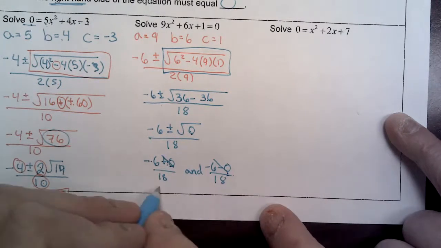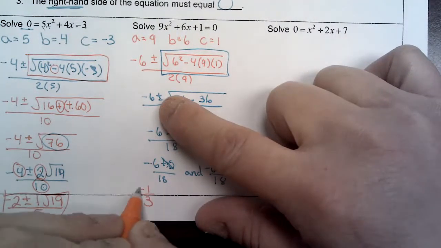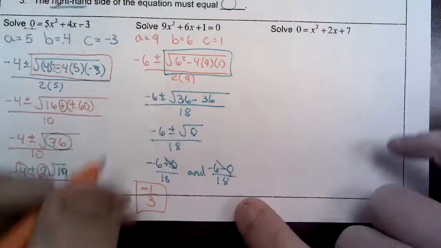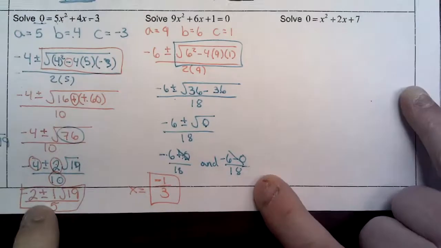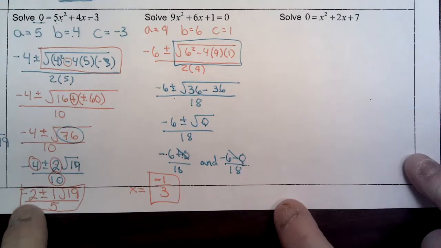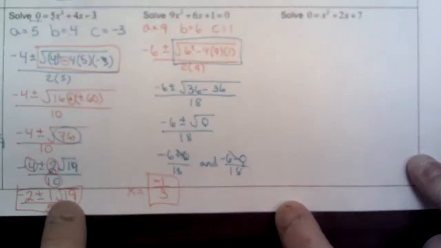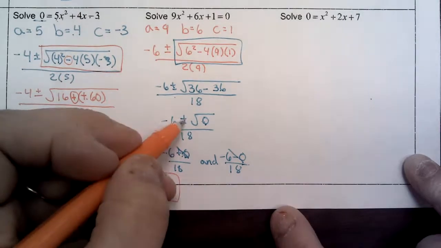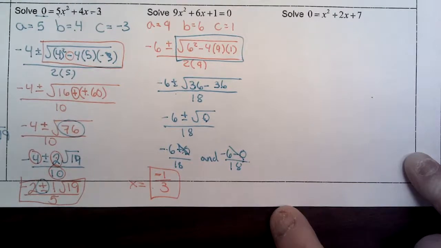So negative 6 over 18, I'm going to simplify that, and I get negative 1 over 3. Okay, so that is my value for x, because remember, in our equation here, we're solving for x. Notice here there were two answers: negative 2 plus square root of 19 divided by 5, and negative 2 minus the square root of 19 divided by 5. We had both that plus and minus sign, which means there were two answers. Here, yes, we had the plus and minus sign, but when we did the square root of 0, it was just 0. So we came out with only one answer.